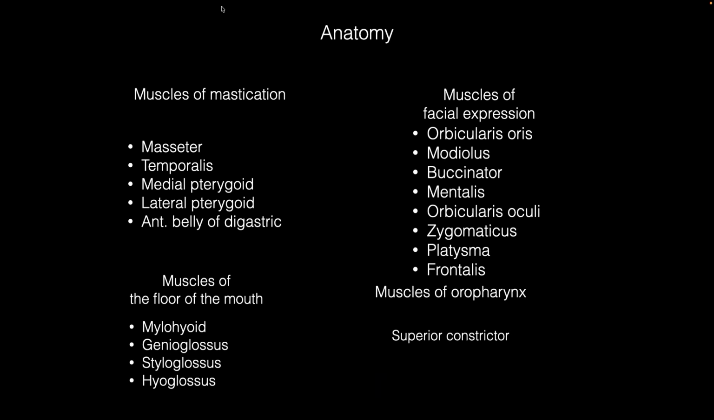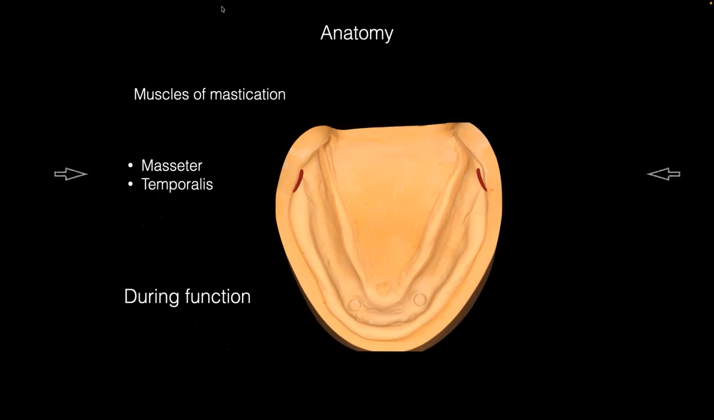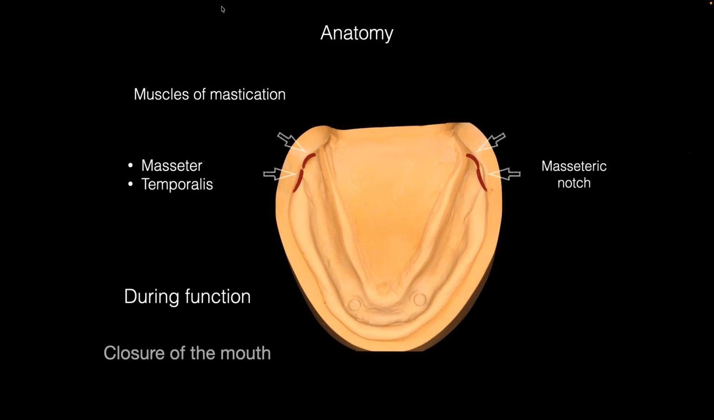Now, what are those anatomical elements? Well, you know those. Let's review them. First of all, you see the muscles. You got the muscles of mastication, muscles of facial expression, muscles of the floor of the mouth, and muscles of the oropharynx. Remember those categories? Let's take a look at them.